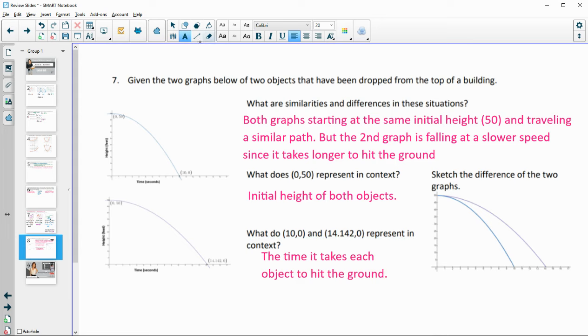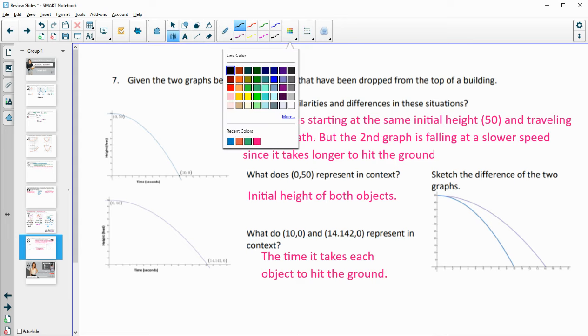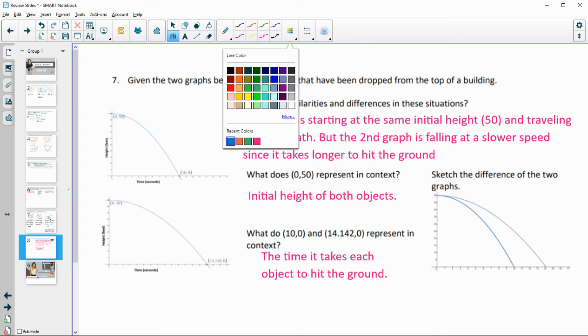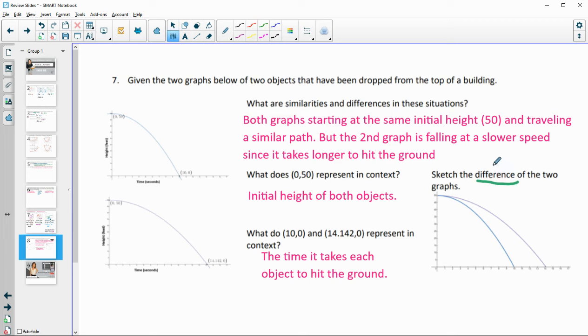Then let's sketch the difference of these two graphs. Remember, difference means subtracting, so we want to subtract these. They're at the same spot here, 50 minus 50, that's going to be 0. And if we subtract here, they're very small. You can't even see the difference between the two graphs. So that's going to be really small again.